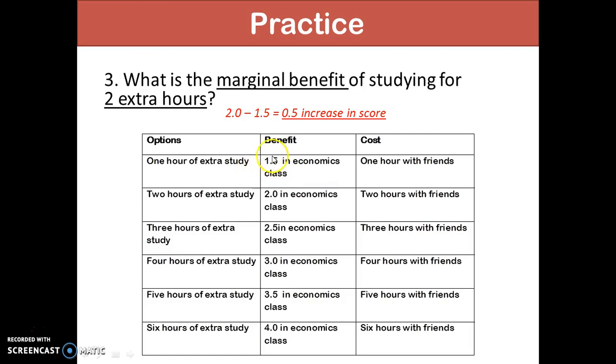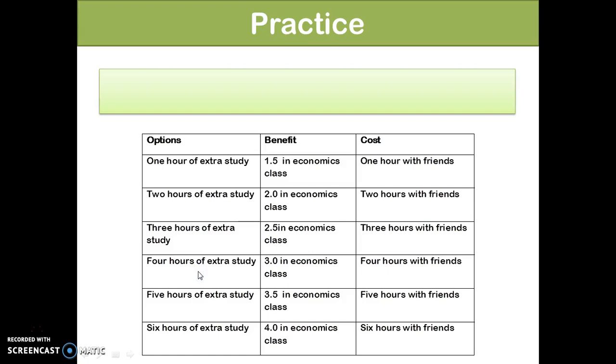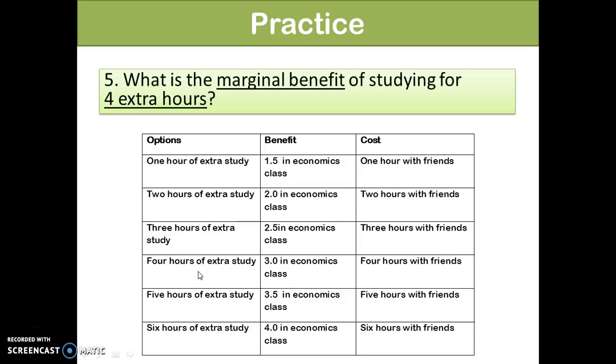If we studied for 1, it was a 1.5. How much more did we benefit by studying for another hour? 0.5 to get 2. Marginal cost works the same way. 5 extra hours, we give up 5 hours with our friends as a total cost. The marginal cost is going to be 1 hour with our friends, the difference between 5 hours of study and 4 hours of study. The marginal benefit of studying for 4 extra hours.